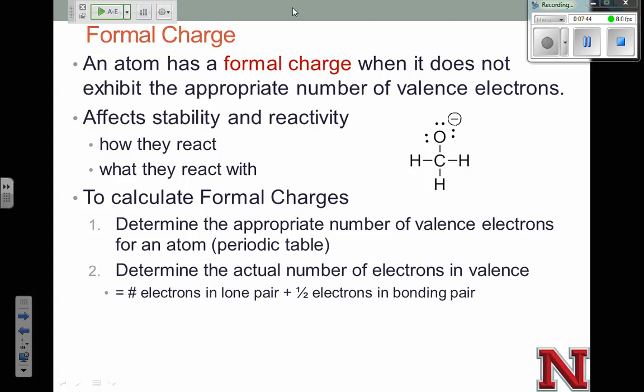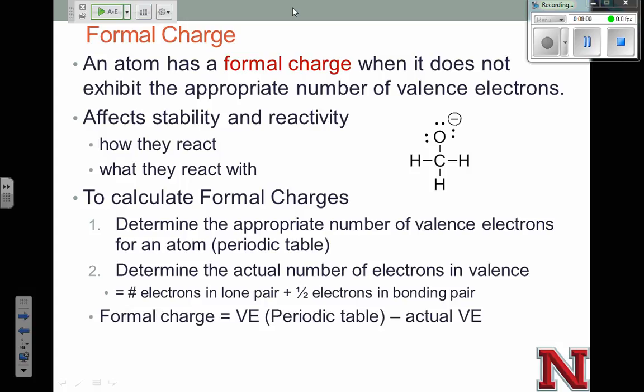So that's why we look at only half of the electrons in a bond, but we look at all of the electrons in lone pairs because they're only associated with that atom. So carbon, oxygen, 1, 2, 3, 4, 5, 6, 7. Then we just subtract our periodic table number from our valence electrons, and that becomes our charge.